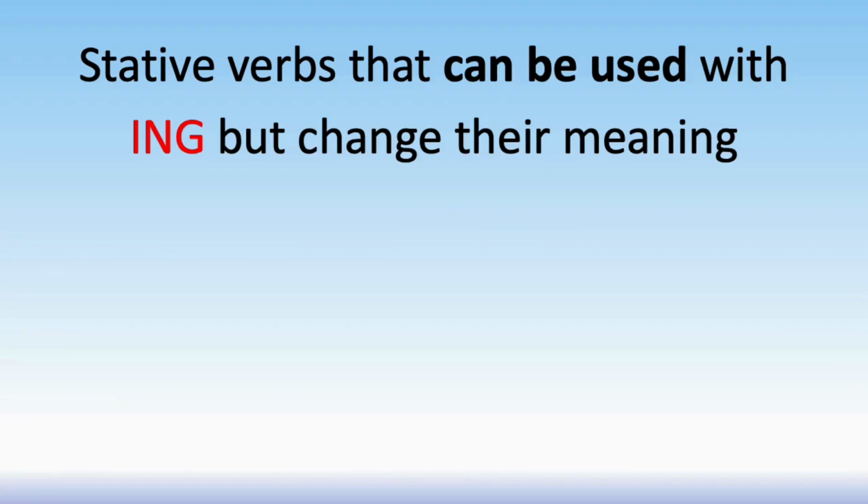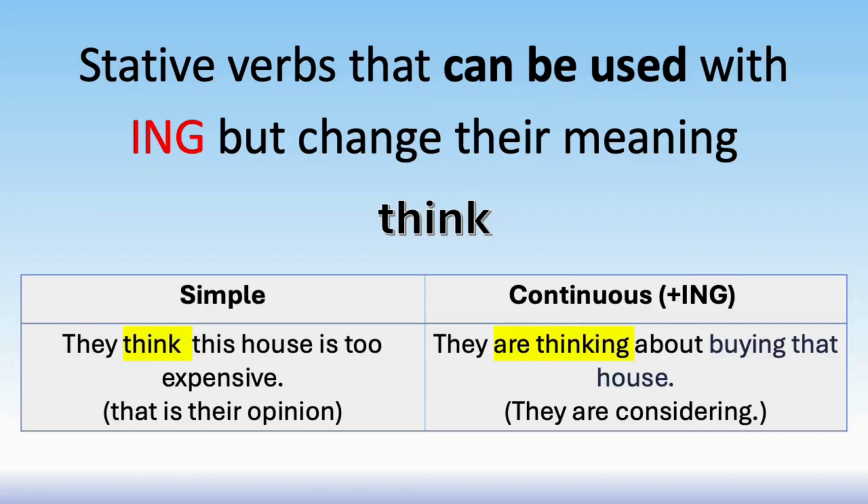Now, when we're talking about verbs, we should remember about the verb think. In simple, we can use it when we talk about an opinion. They think this house is too expensive. That's their opinion. Or if they are considering, yes, buying this house, we can hear they are thinking about buying that house.